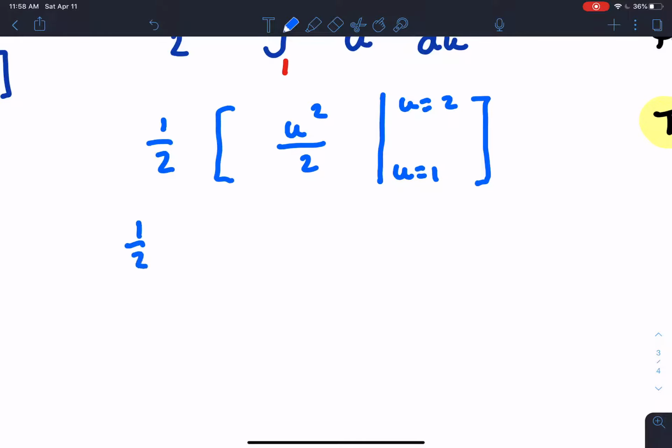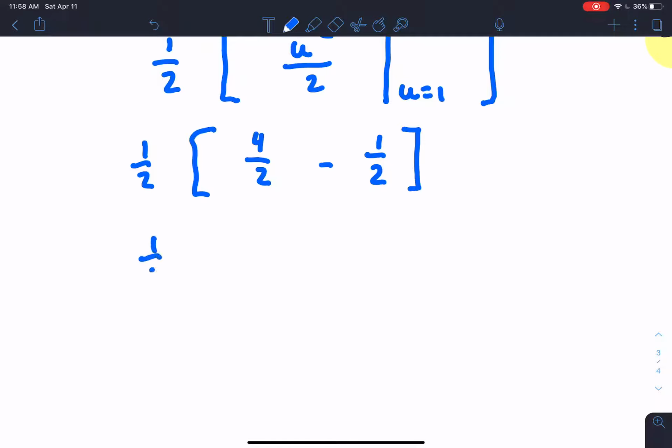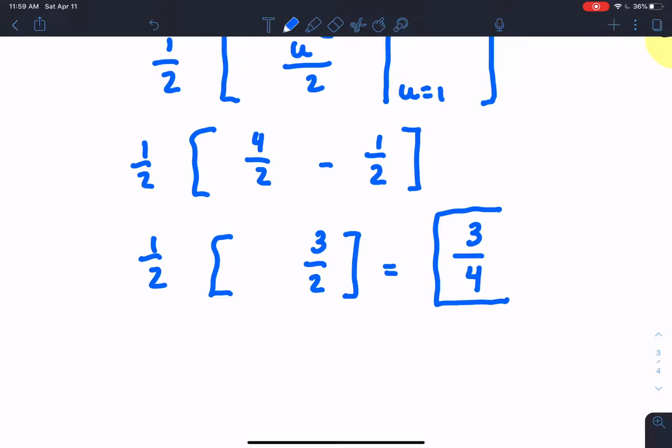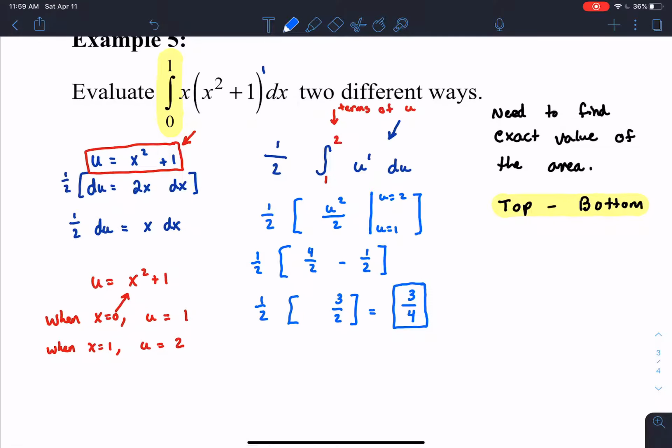So you have 1/2 here. Now you're going to plug in the top part first, right? So 2 squared would be 4, minus 1 squared is 1/2. All right, so if you subtract that, you get 3/2. Okay, times 1/2 is 3/4. All right, so the area, and the solution to this problem, is now just going to be 3/4.